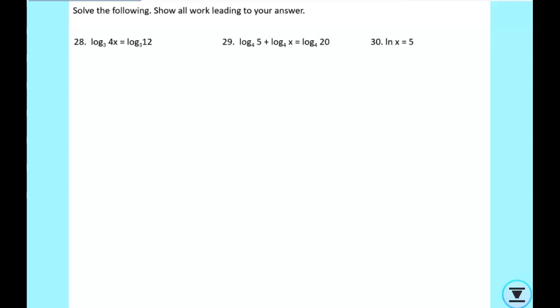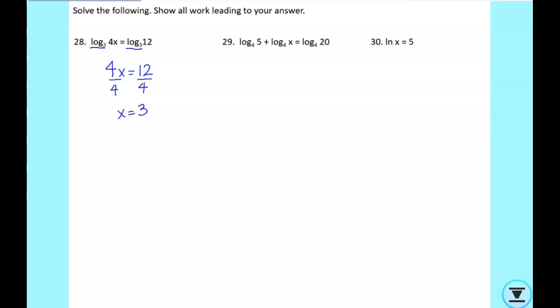So in the first one, you notice that both of these sides have a log base 3. So it's kind of like when we were rewriting our exponentials. It's not that these cancel out, it's just that we don't use them to solve for what x is. So we just use this part right here. So we would have 4x is equal to 12. We're going to divide both sides by 4, and so x is equal to 3.